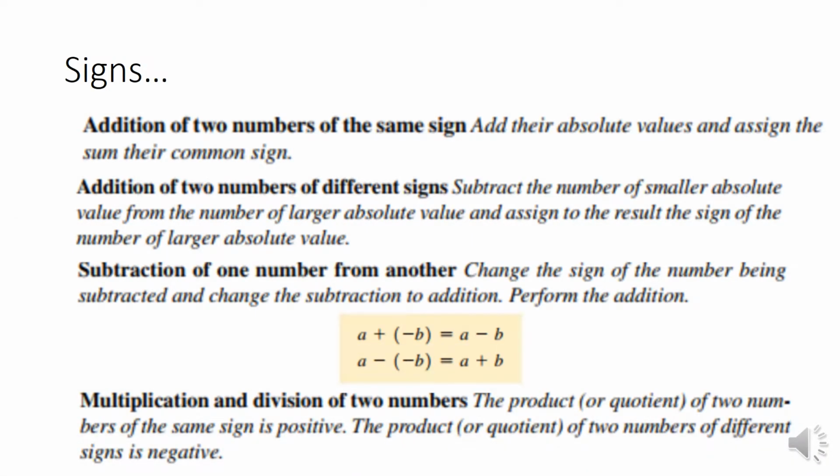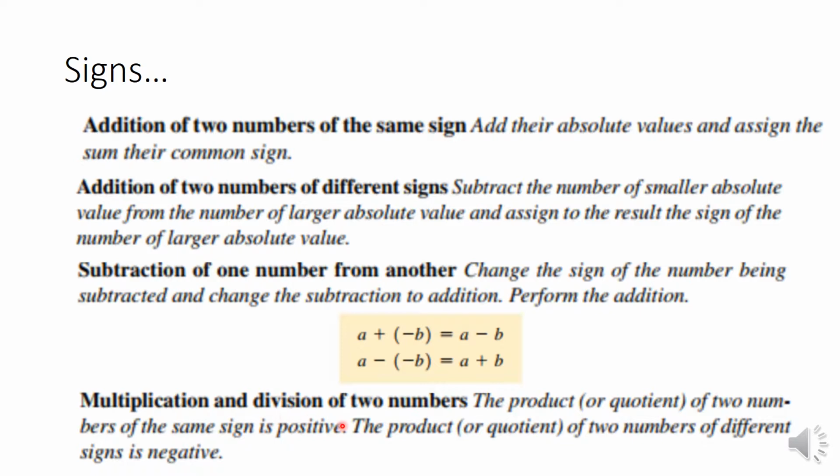Now, the signs of numbers are sometimes a source of confusion for students. Adding two non-zero numbers of the same sign, you add their absolute values and the sign does not change. If the signs are different, the sign of the answer will be determined by the largest absolute value of the two. When we subtract one number from another, we change the sign of the number being subtracted to its additive inverse and change the subtraction to addition, and then perform the addition.